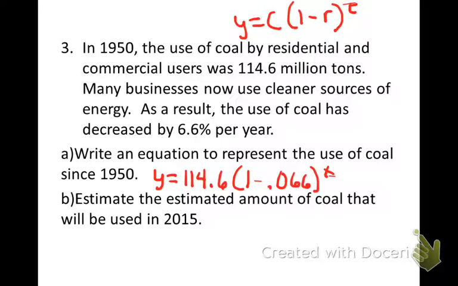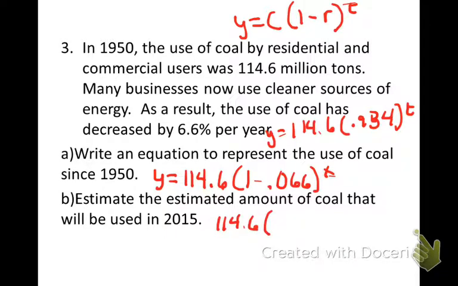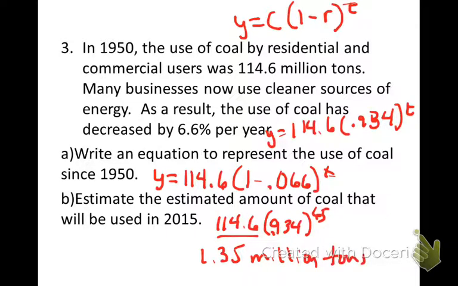So if we simplify this, it's really going to simplify into, let's write it up here, y equals 114.6 times 0.934, all to the t. So that would be the equation, and then if it says estimate using that equation, we're going to replace the t with a 65, so it's going to be 114.6 times 0.934 to the 65. And if you do that, you're going to get 1.35 million tons. I do need to write the word million now since I didn't write that as million. You could go ahead and write it as that if you wanted to.